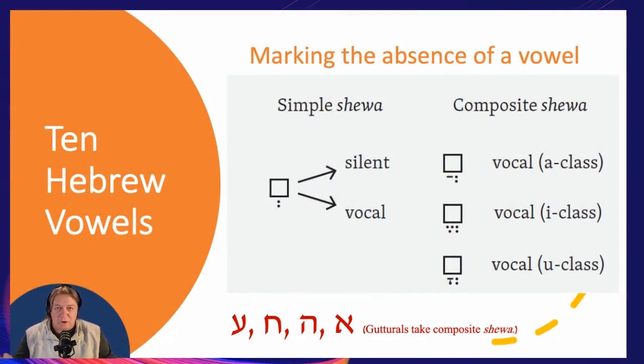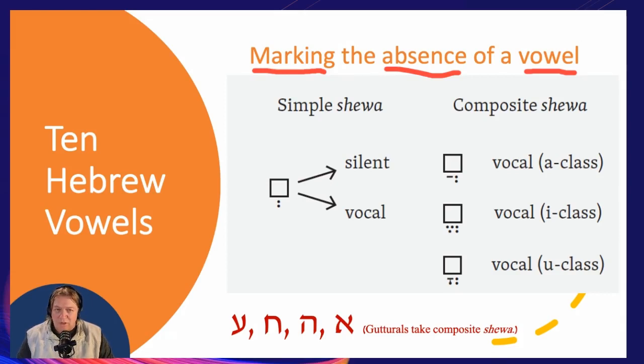The shwa can be the most confusing part of Hebrew. It gives students a lot of challenges, but let's try to simplify it as much as possible here. A shwa does something very specific. It marks the absence of a vowel. It tells you there's a consonant here, but there's no vowel on it.